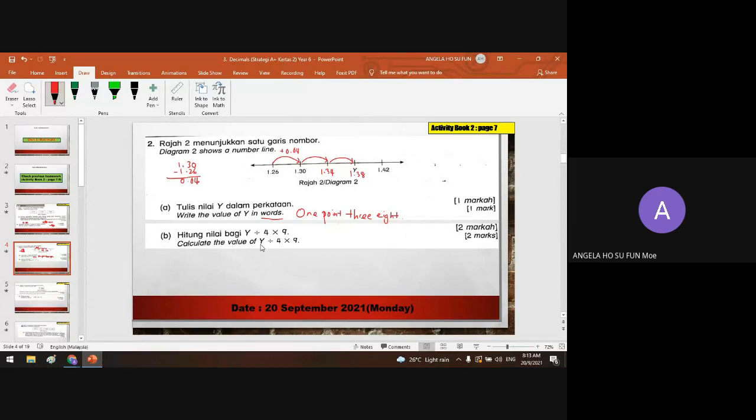Calculate the value of Y. First, you must know that the value of Y is 1.38. So you use 1.38 divided by 4, then times 9. Anyone give me the answer first before we do the working steps together? What is your answer? Anyone?